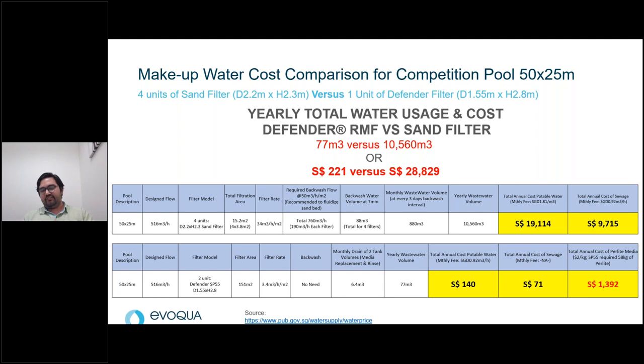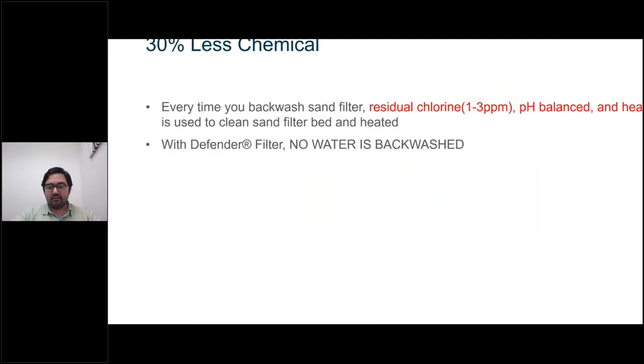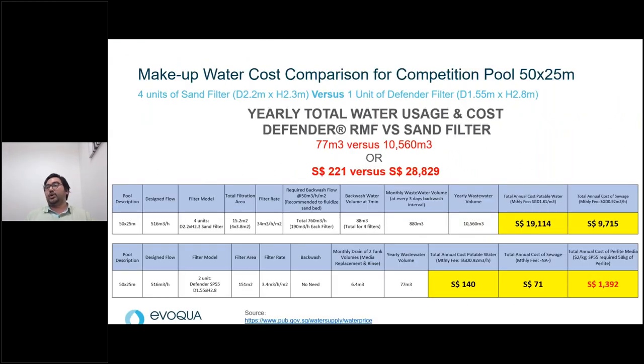So how much water is saved? This is a sample analysis done on make-up water for a pool, sand filter versus Defender filter. If you have an Olympic pool that uses sand filter to cater for 516 cubic meters per hour, typically you would need 3 or 4 units of sand filter to provide enough filtration area for the flow. You would see that your annual make-up water is around 10,560 cubic meters of water that you have to make up.